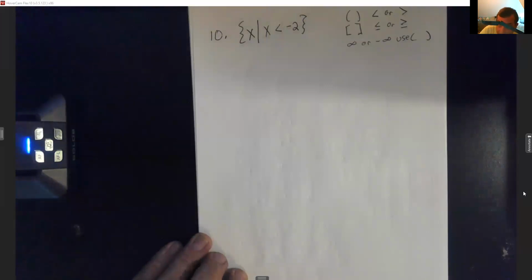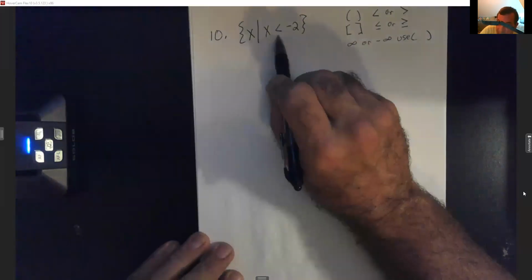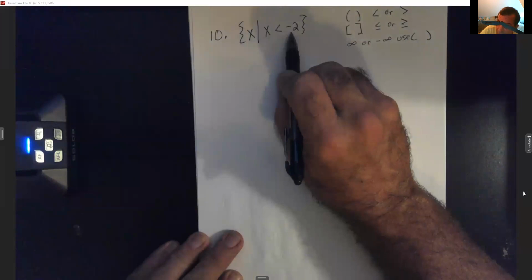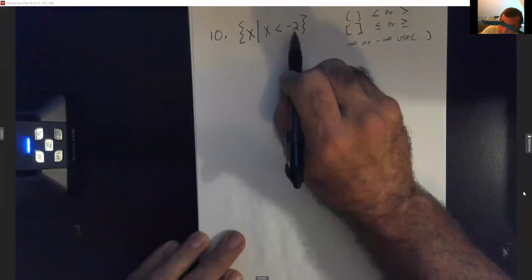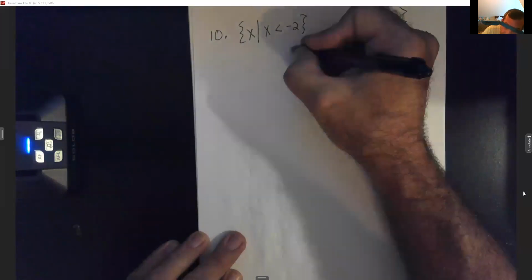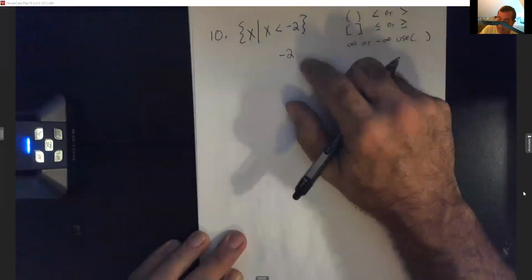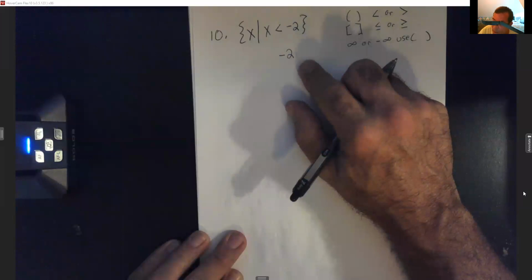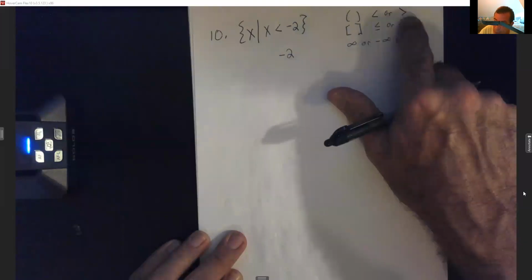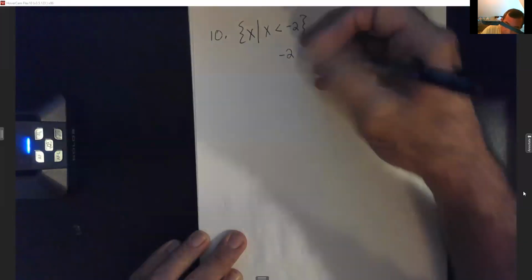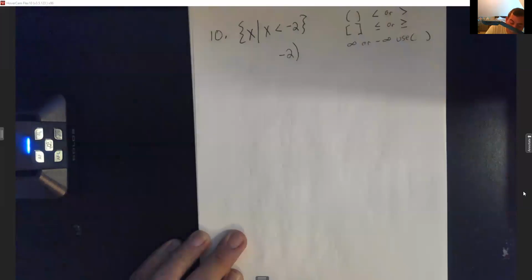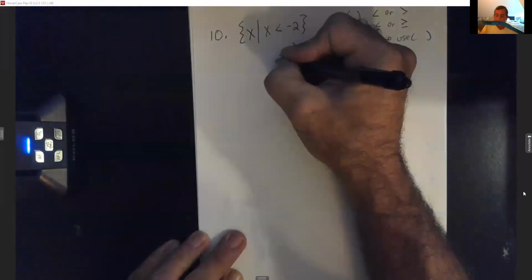So they're saying here, x is less than negative 2. That means negative 2 is the biggest number. So since negative 2 is the biggest number, you always put the biggest number to the right side. Now, since that's less than, over here I said if it was less than, you use parentheses. So around the negative 2 will be a parentheses. Now we're going to put a comma here.